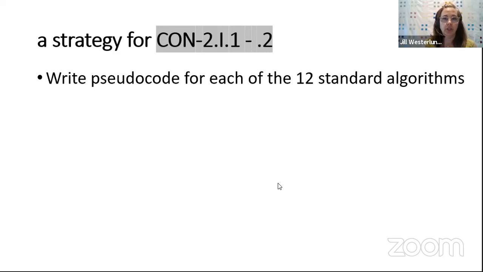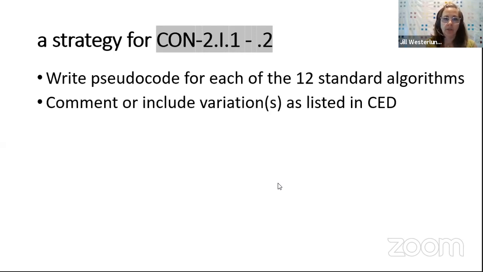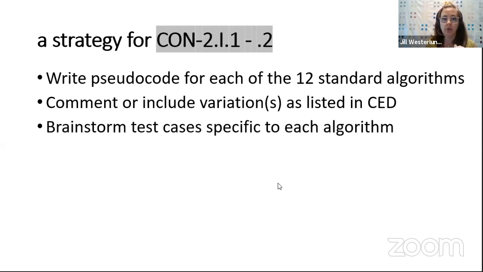Here's a strategy that I would like for y'all to think about going forward. We're heading toward the weekend. You've got one more lesson tomorrow, and then the weekend. It would be great if you spent some time writing pseudocode for each of these 12 standard algorithms. And remember, it's like 9 bullets, but it's 12 different algorithms. Write out by hand what needs to happen with these. Comment or include variations on things that you see, some of the things that I've talked through.